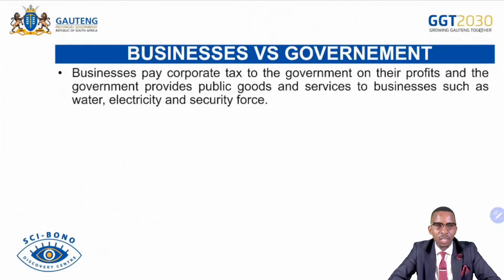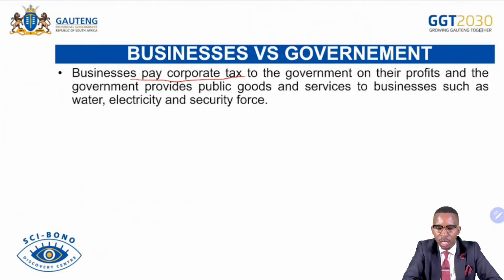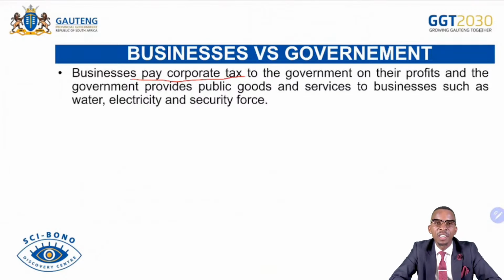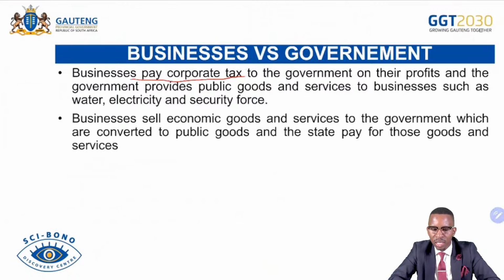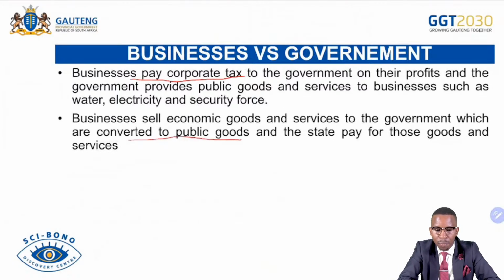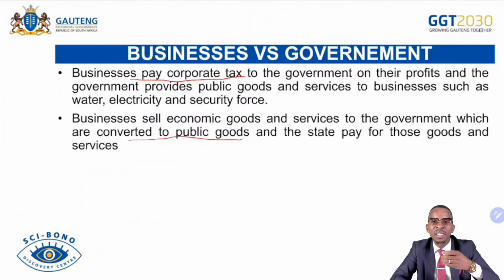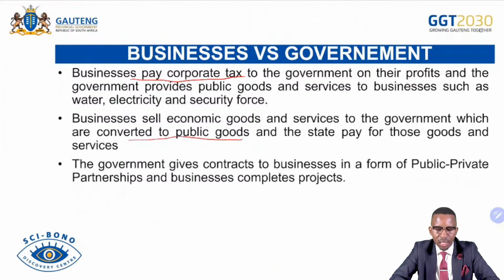The business and the government. We know that businesses pay company tax to the government, which can be used by the government in return to make provision of public goods and services and also give funding to small businesses that deserve subsidies. And then businesses sell economic goods and services to government, which are converted to public goods. Remember, those public goods that we see in the societies were initially economic goods. They were sold by businesses to the government, if not produced by parastatals. Then in return, the government had to pay for those goods and services to the businesses. The government gave contracts to businesses in the form of public-private partnerships, and businesses complete those given projects, such as EPWPs.